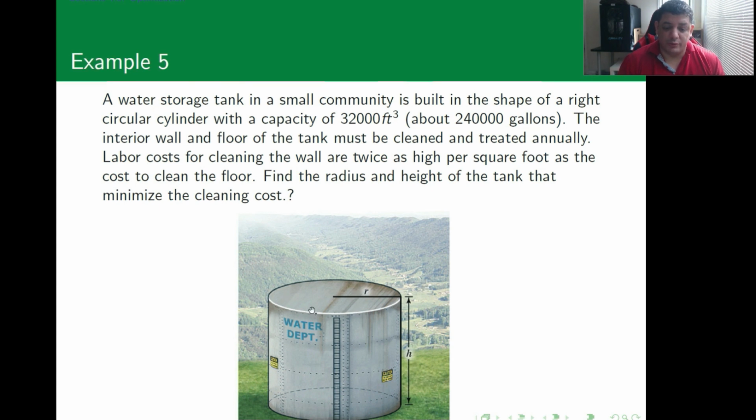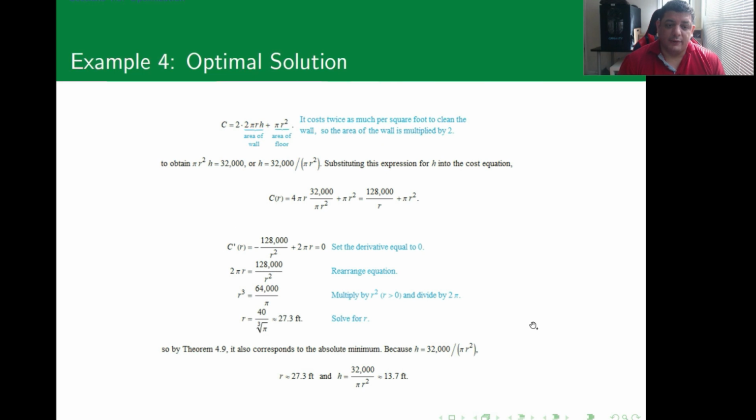So this is the situation. We have this water tank, it has this radius, and it has this height, which are the things that we're interested in. And of course, it depends on the floor and the walls. So walls are harder to clean. So first, we're going to describe how much is the cost. Clearly, because we're talking about price, the cost is twice for the area of the wall, which is given by 2 pi r h, and the area of the floor is pi r squared. So we've got to multiply this by whatever the cost per square foot is.